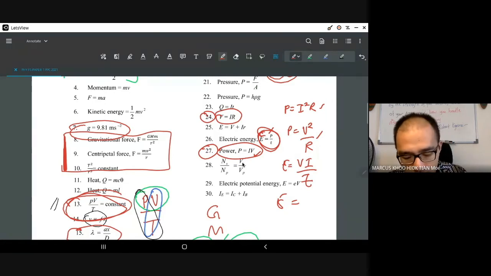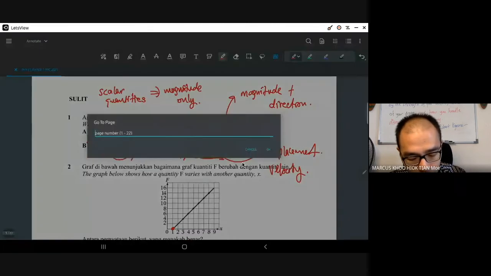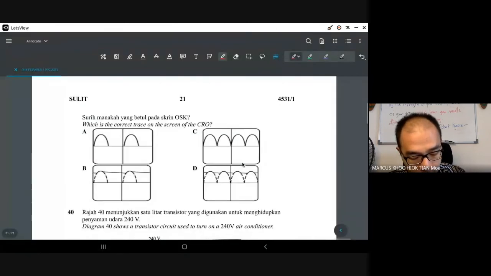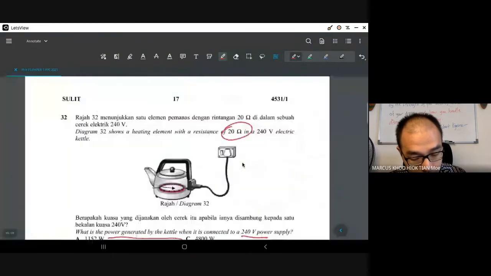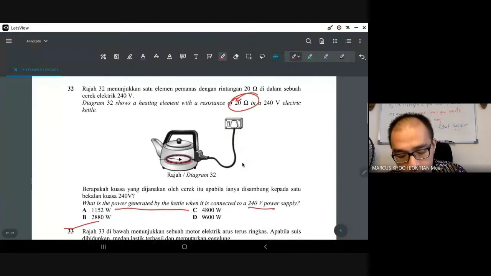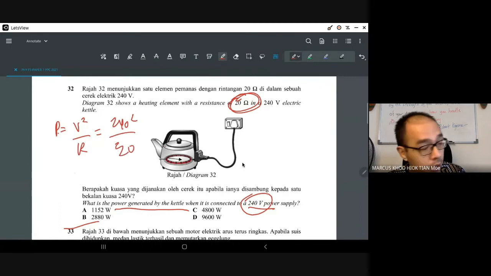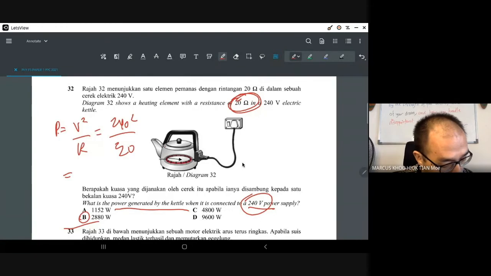Okay, so power equals IV. You combine these two and you can get P equals V squared over R, which will bring us to that question. Okay, so we have R and we have V squared. The power equals V squared over R, which is 240 squared divided by 20, which will give you the answer of B, 2880. Yeah, 2880 watts. It's a very simple calculation question, really nothing to it.